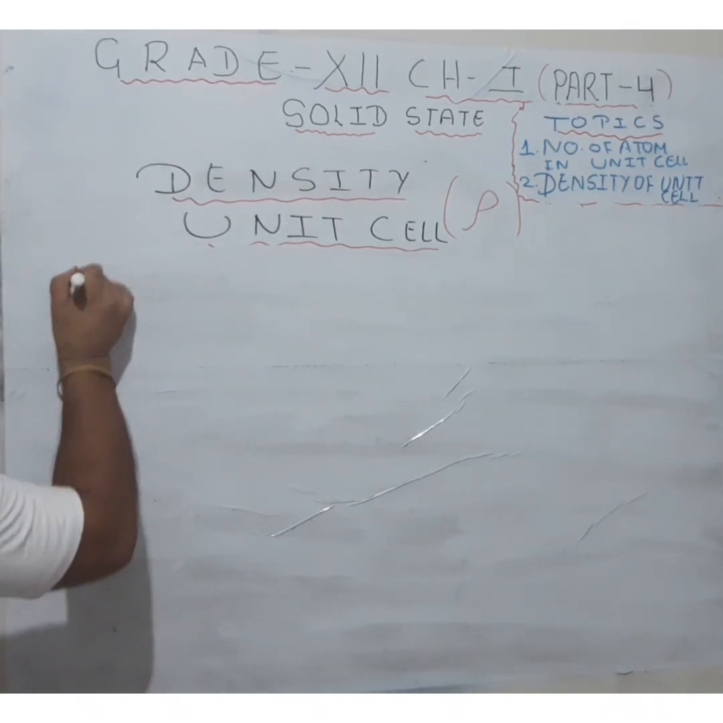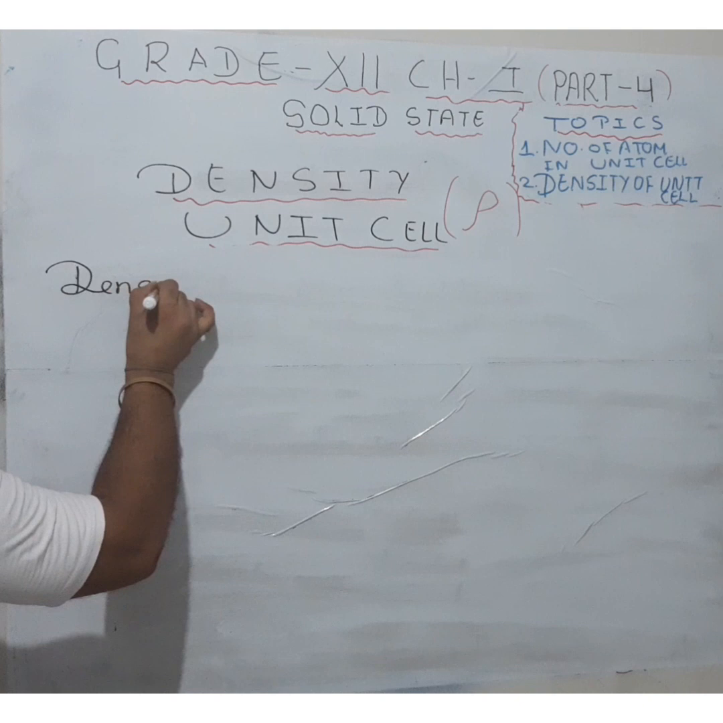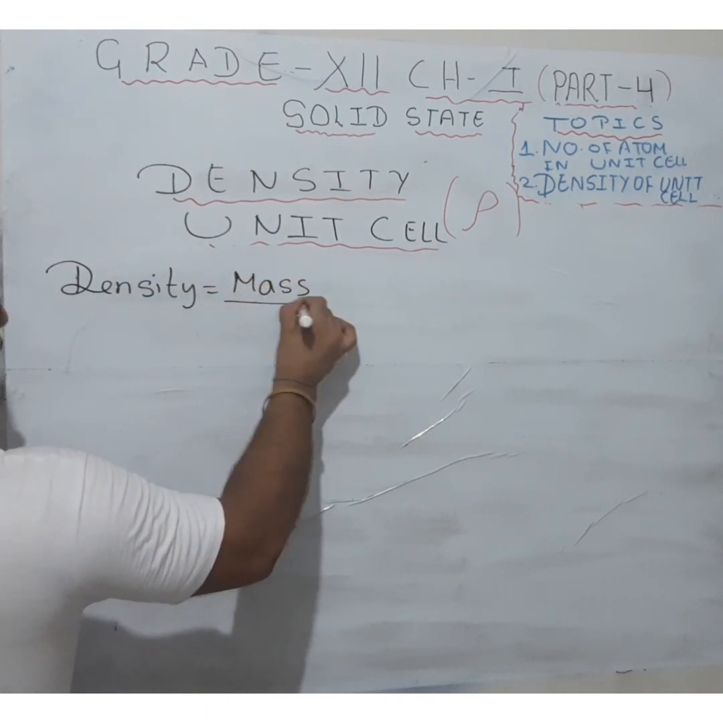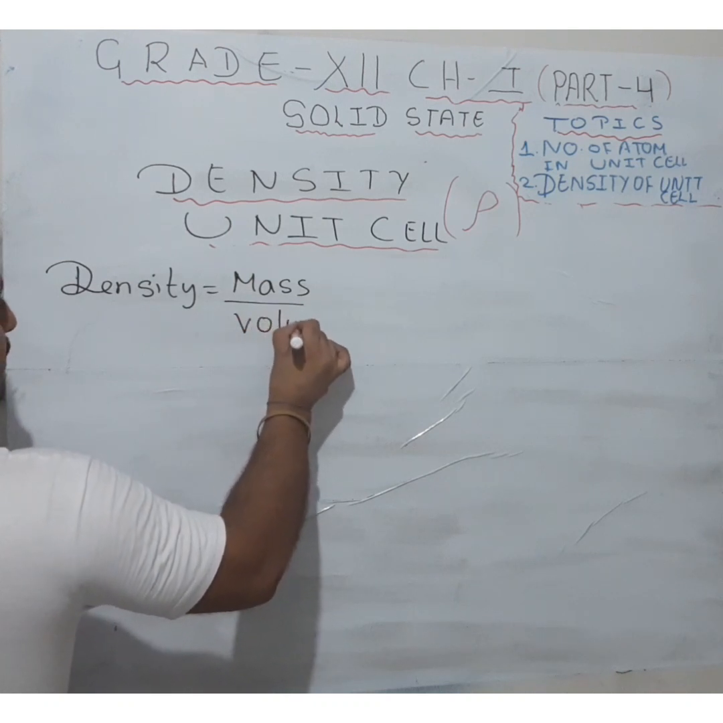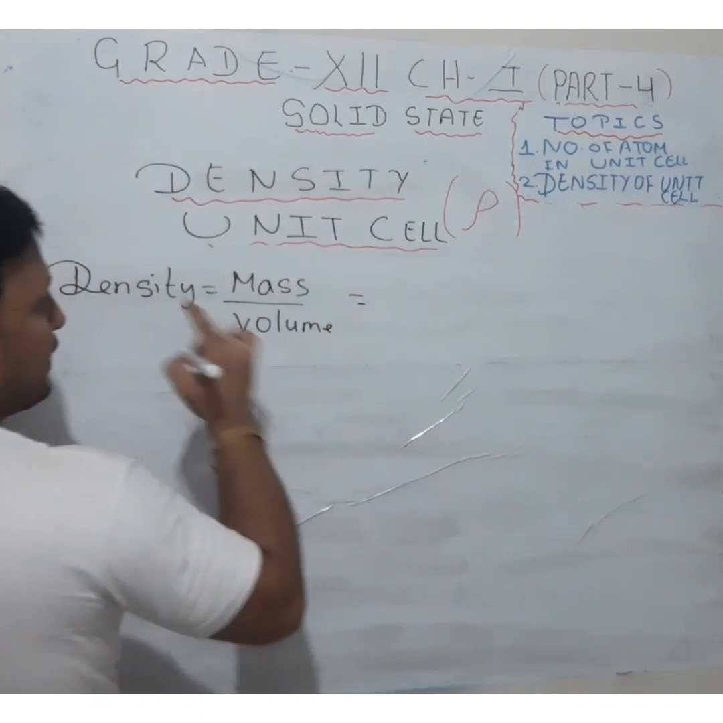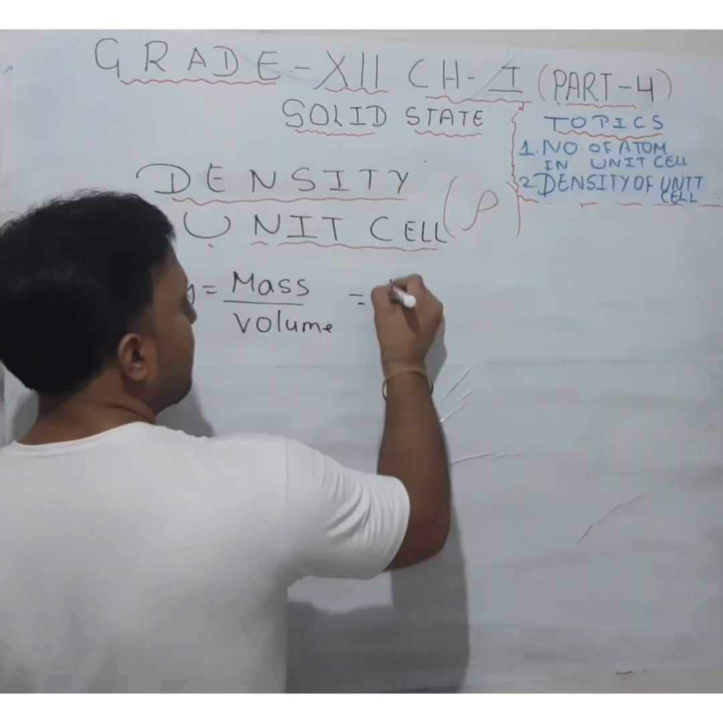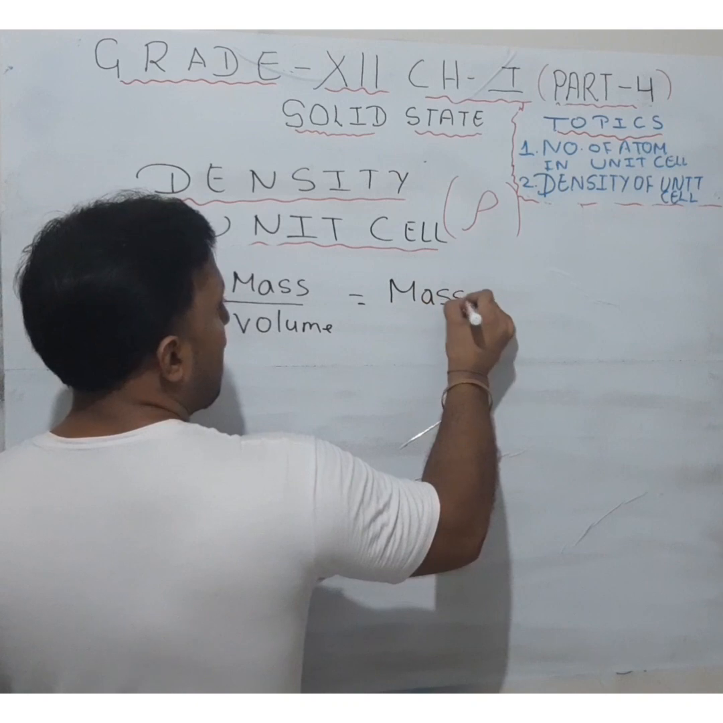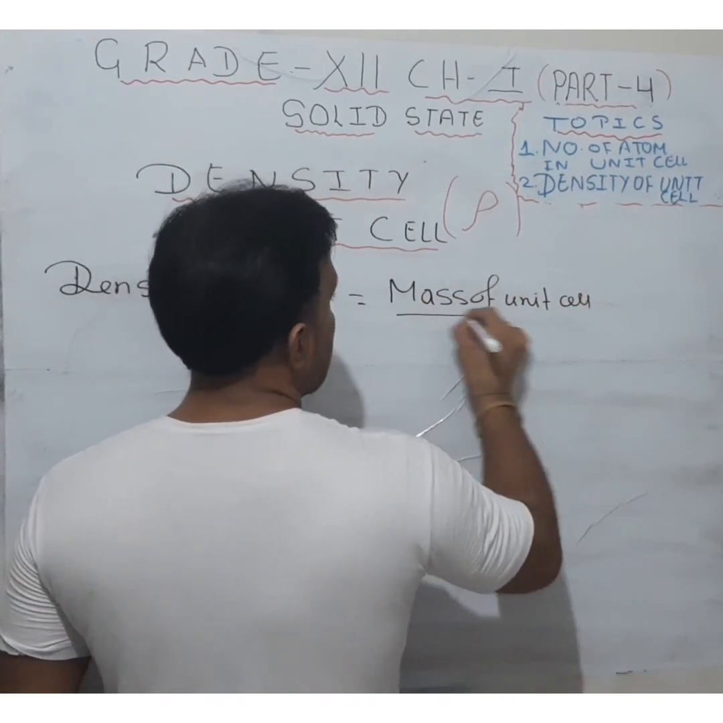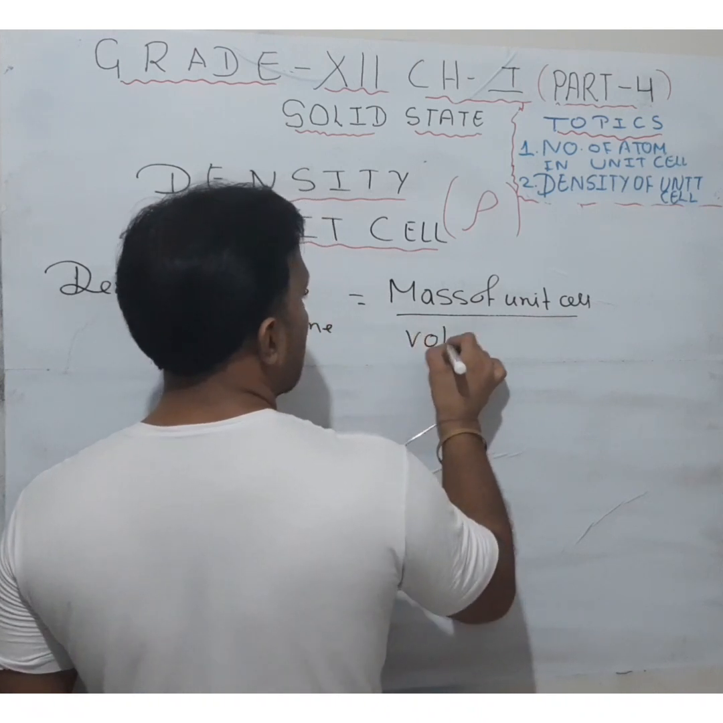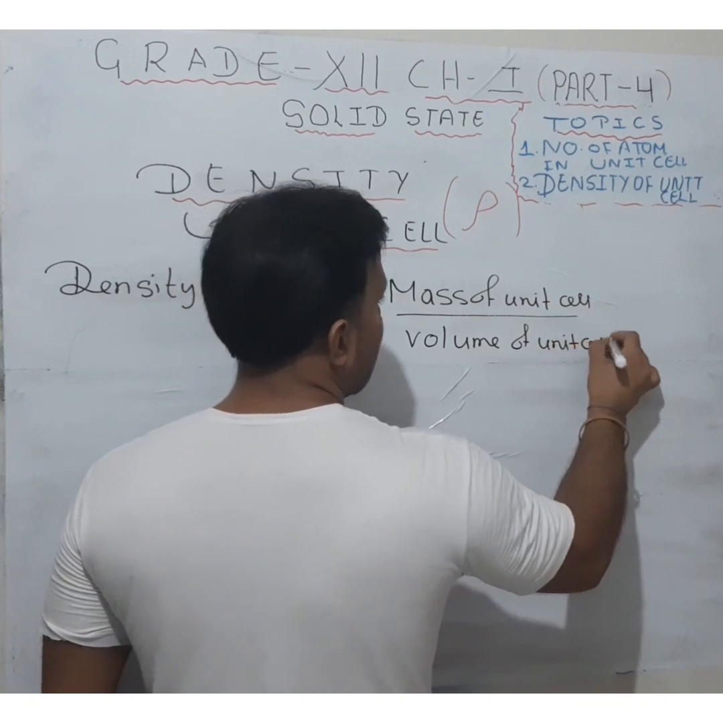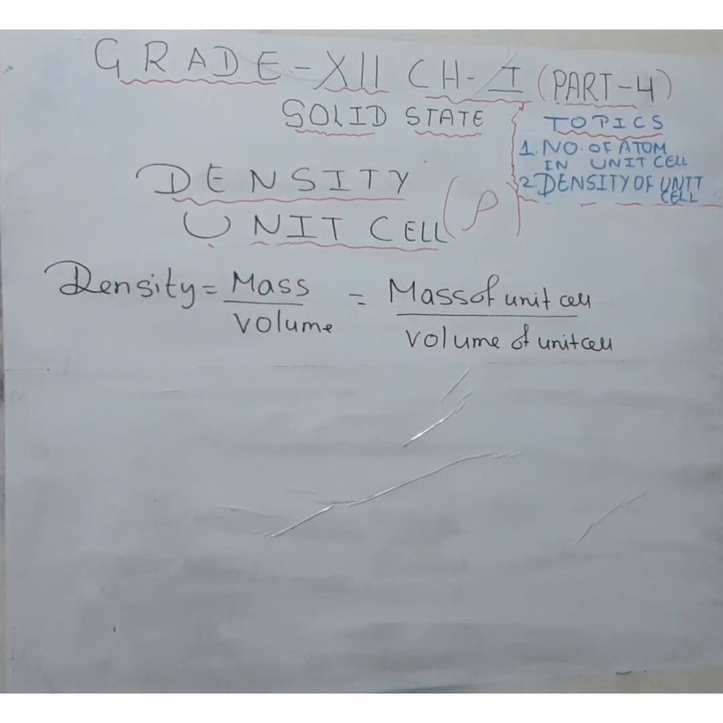For finding the density of any substance, we use a formula: density of a substance is equal to the mass of the substance divided by its volume. So if you have to determine the density of a unit cell, we'll use the same formula: mass of unit cell divided by the volume of unit cell. It's a very simple thing.